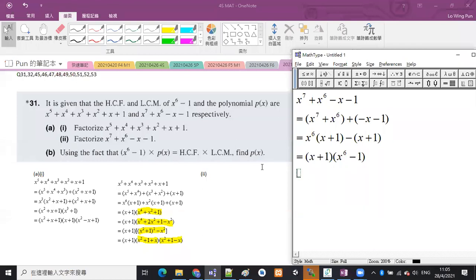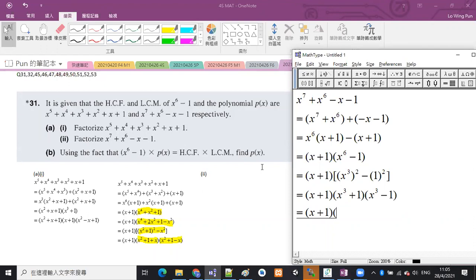And for the x^6 minus 1, we can see this as (x^3)^2 minus 1^2, right? Okay, and it is in the format of a^2 minus b^2. So we can use the identity to factorize this to (x^3 plus 1)(x^3 minus 1). But for x^3 plus 1 and x^3 minus 1, we can also use the a^3 plus b^3 or a^3 minus b^3 identity to further factorize these two brackets.